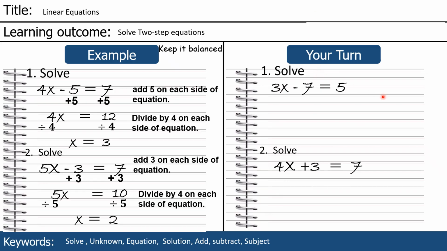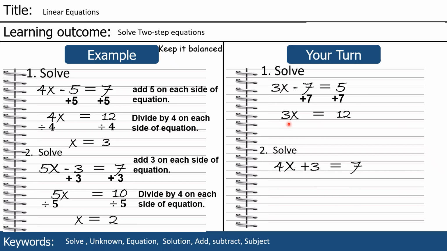Okay, let's find the value of x. So again, we have the reverse of subtracting 7, and the reverse of subtracting 7 is adding 7. Because we add 7 on the left hand side of the equation, we have to add 7 to our right hand side of the equation as well. Therefore, 3x will be equal to 12.